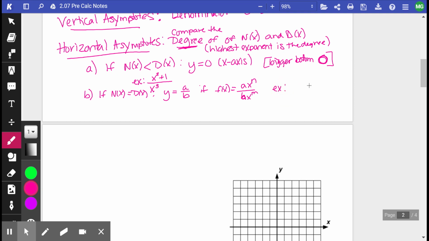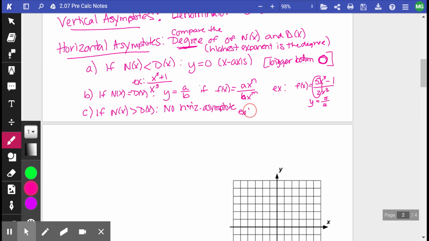For example, if we took f of x equals 5x to the third minus 1 over 2x to the third. Our leading coefficient in the top is a 5, in the bottom is a 2, so your asymptote would be at y equals 5 over 2. You don't care about anything that's being added or subtracted, you're just taking those coefficients. And then lastly, if the numerator's degree is bigger than the denominator's, there is no horizontal asymptote.